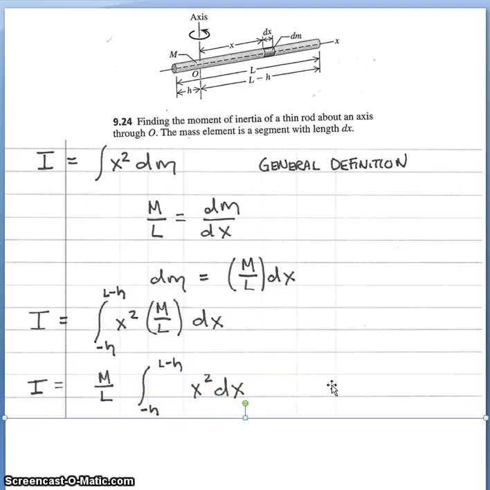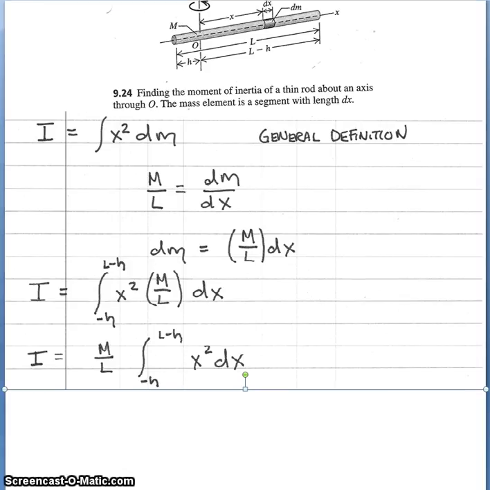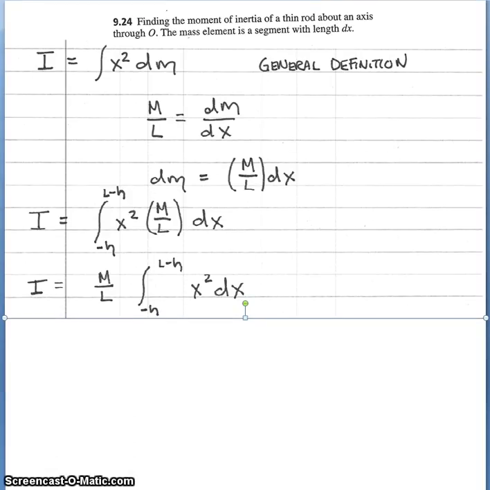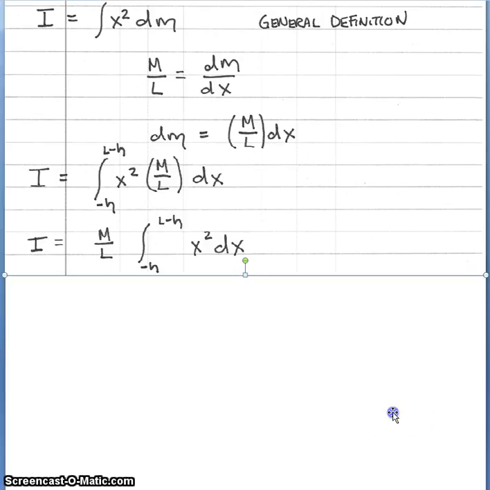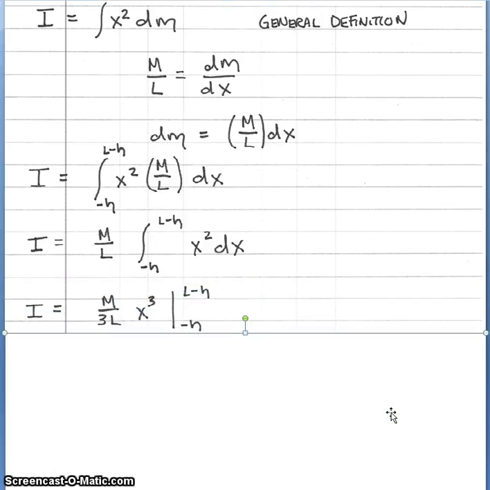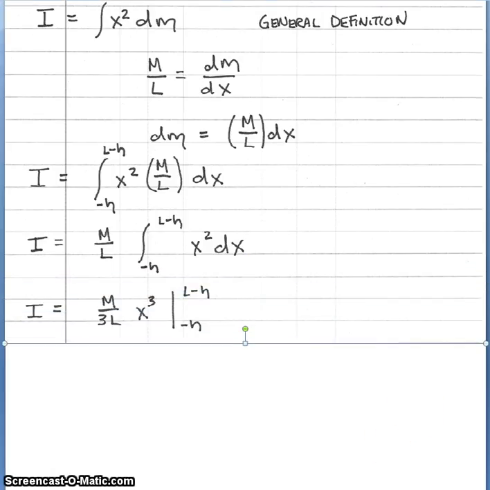Okay. Next step is going to be to factor out the constant terms. M over L come out of the integral. And we're left with the integral of x squared dx, which is a pretty easy one to integrate. Okay, so we're going to move up here. And of course, the integral of x squared is equal to x cubed. There's a factor of 1/3 that comes out in front. And the endpoints are still written down.